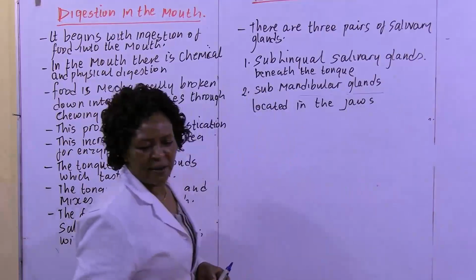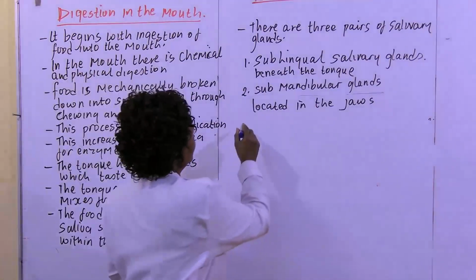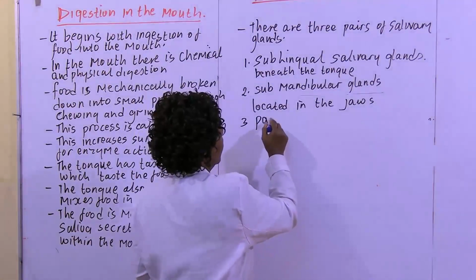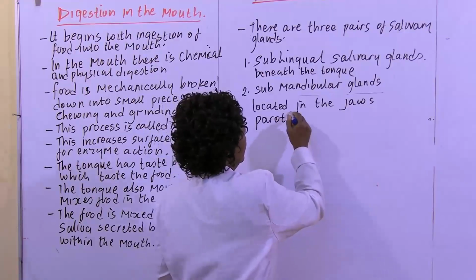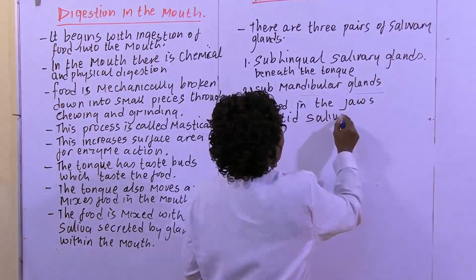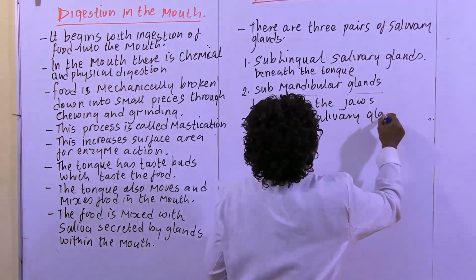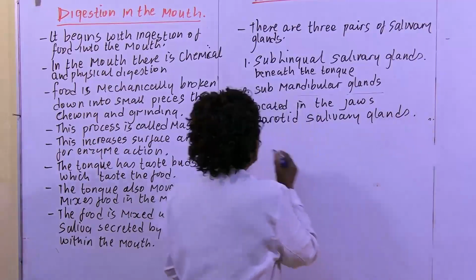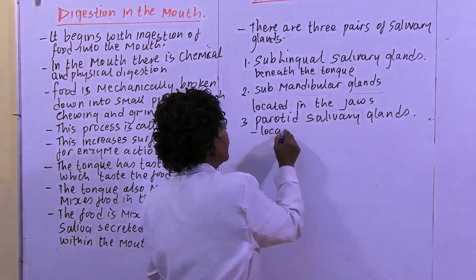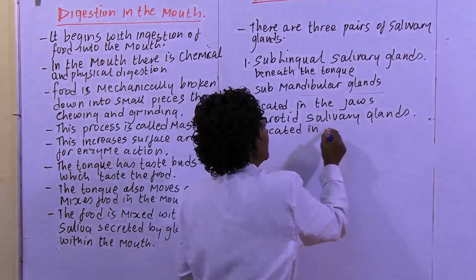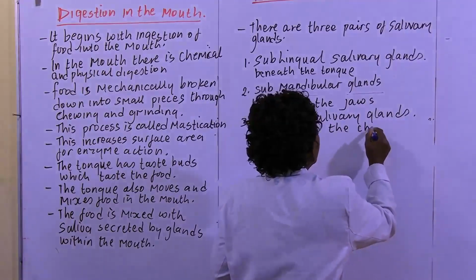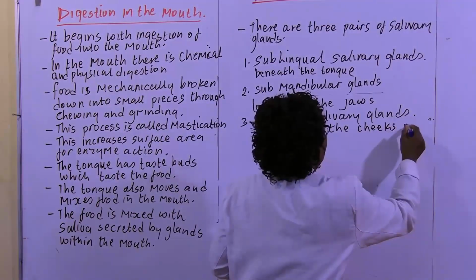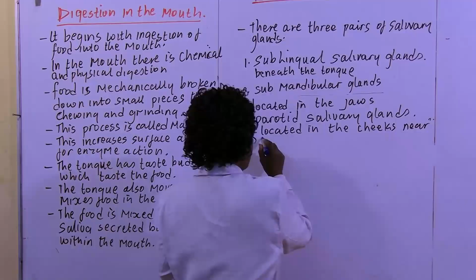And the third one, we have the parotid salivary glands. These ones are located in the cheeks, near the ears.